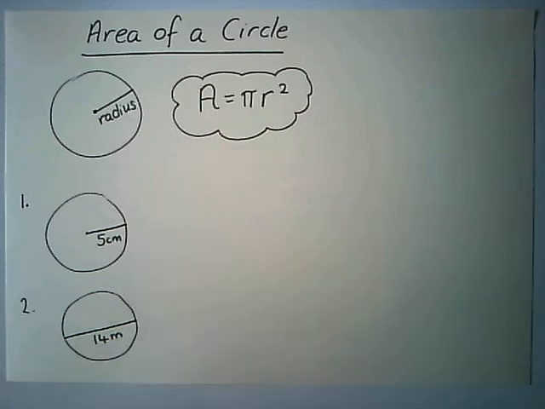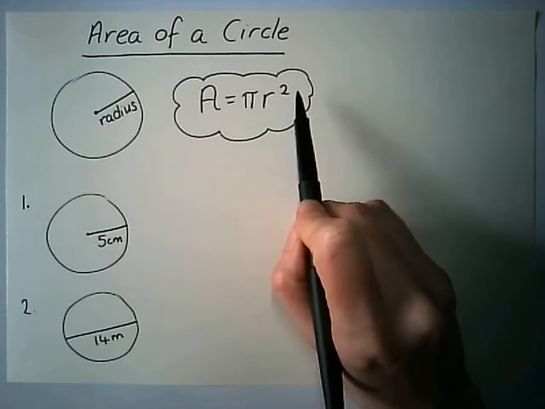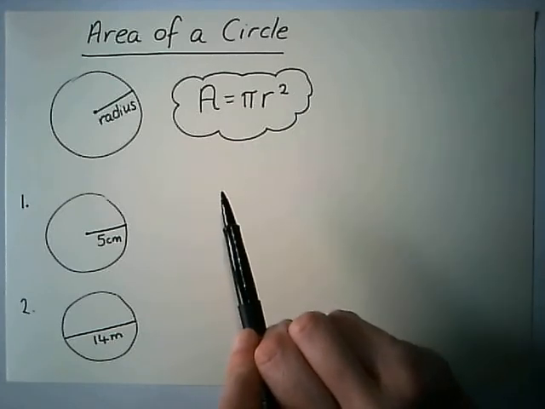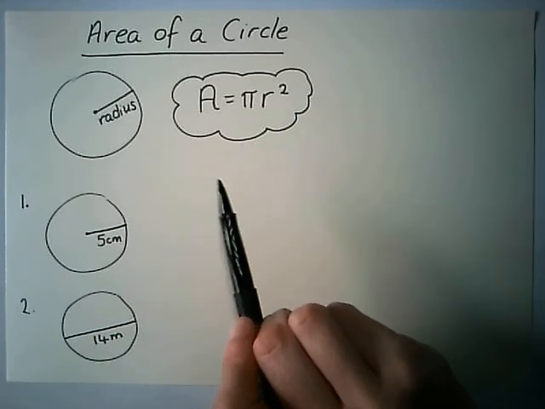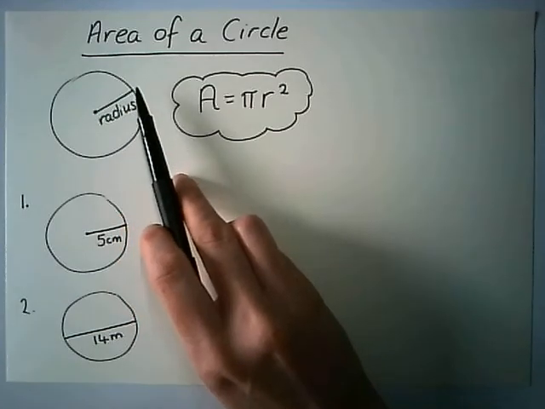Okay, now we're going to do area of a circle. So to find the area of a circle, we use the formula pi r squared. So we take the pi and we multiply it by the radius squared. Let's work through an example so you can understand how to use the formula. But before we start, you just need to know that radius is the distance from the centre to the edge.